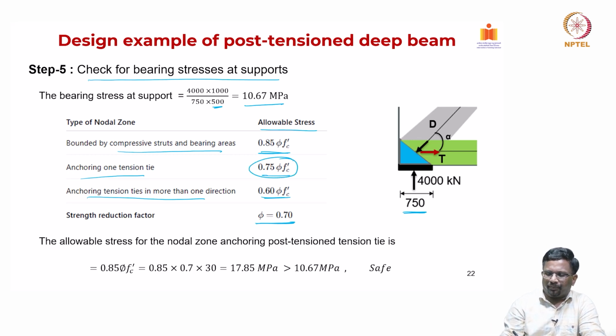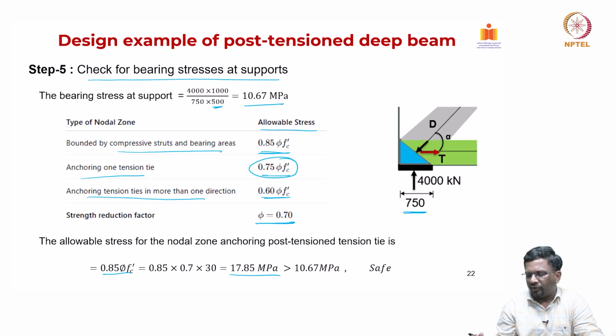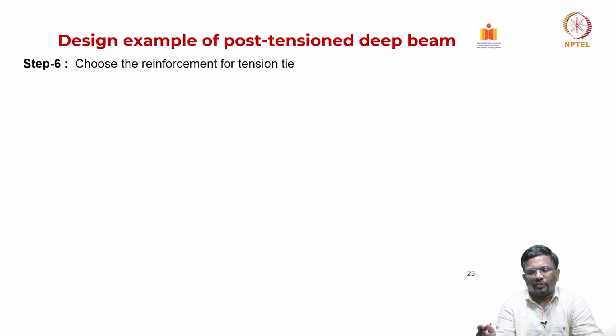So, the allowable stress for the nodal zone anchoring one tension tie is 0.85 times the strength reduction factor times your f'c. So, you work out 17.85 megapascal, which is greater than 10.67 megapascal. So, it is safe. Okay. So, in both cases it will be safe.